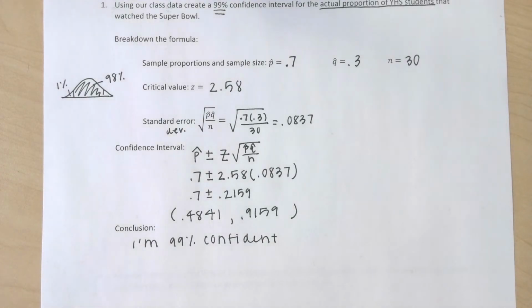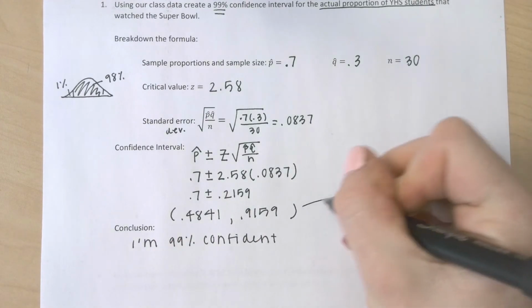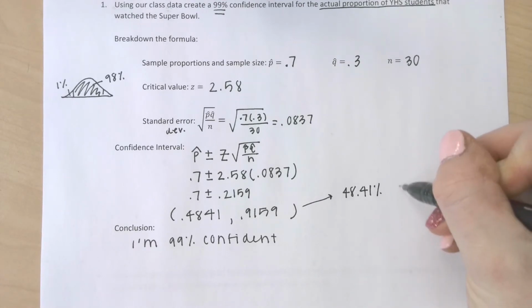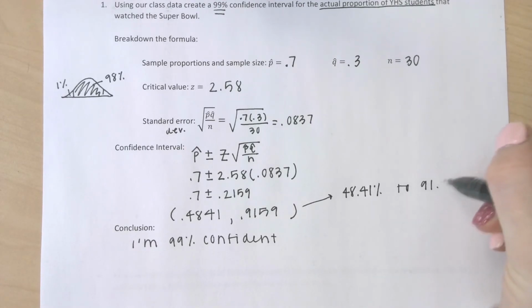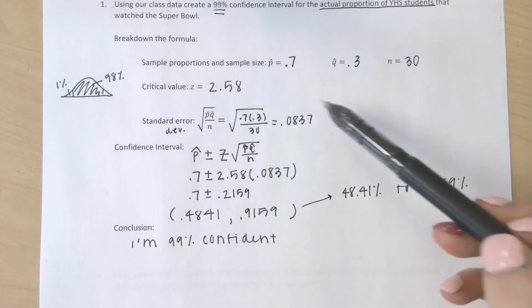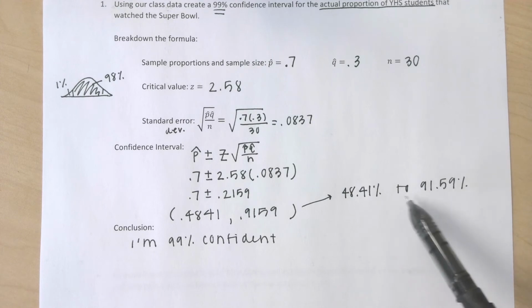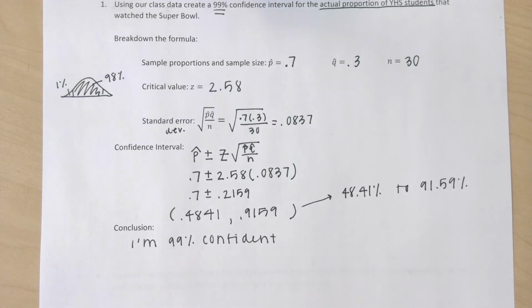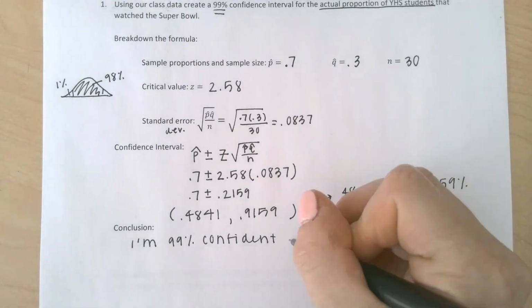Now, what we're looking at is an interval here, and technically this is percentages, so this is 48.41% all the way up to 91.59%. And now my p hat was 0.7, just smack dab in the middle here. I know what my p hat is, but what I'm looking at is what we think the actual proportion of YHS students that watch the Super Bowl is. I don't know exactly what it is, but I'm pretty sure, I'm 99% confident that it's in between these two values.